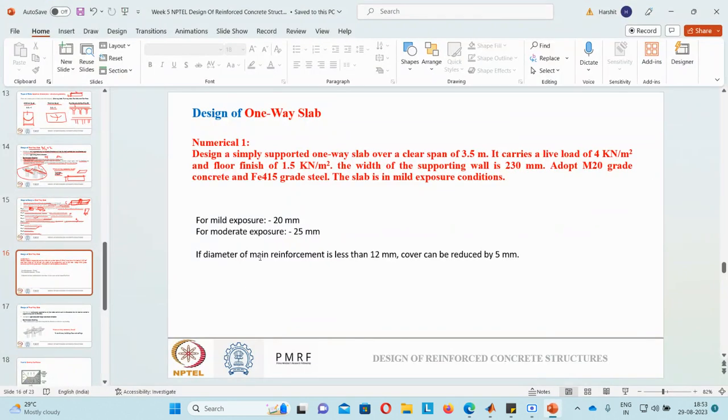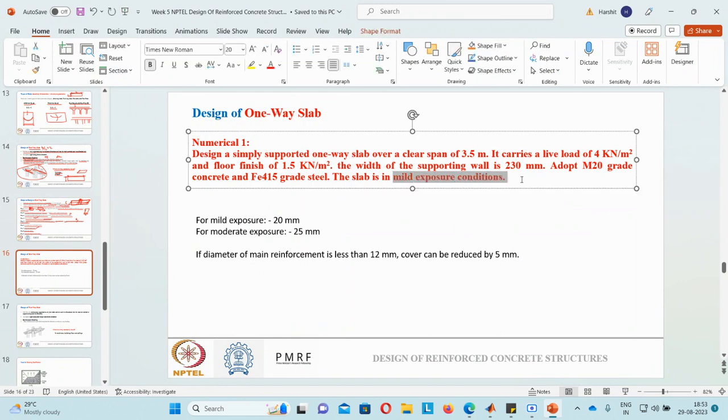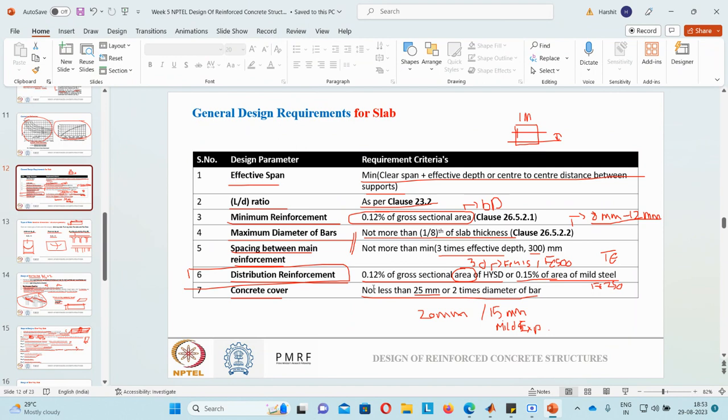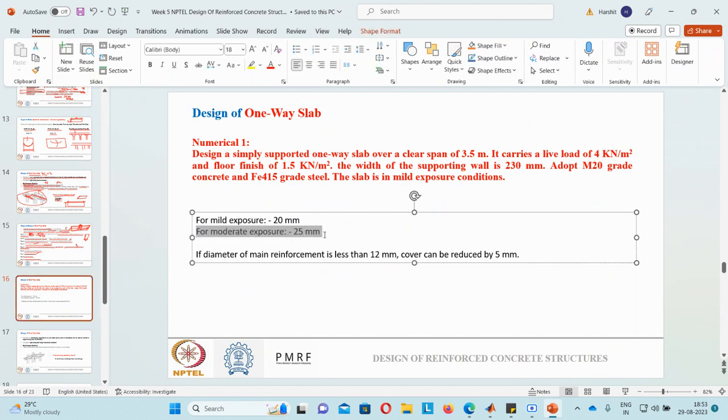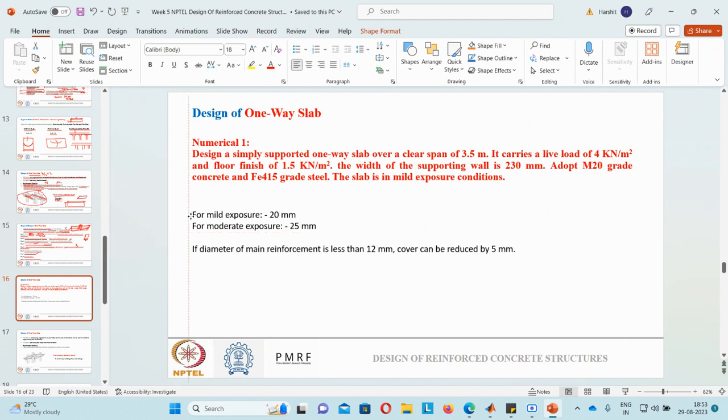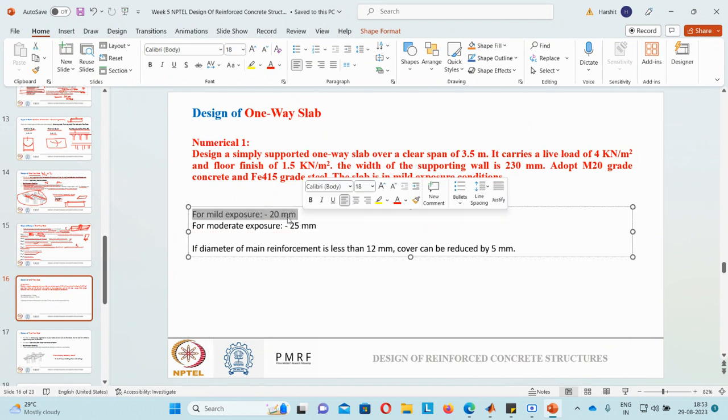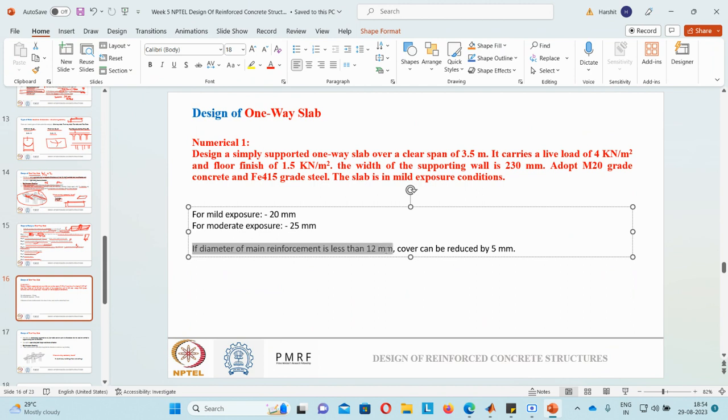So here also for mild exposure condition, since it was given, earlier I mentioned concrete cover should not be less than 25 mm. Generally what the code says now, for moderate exposure condition it should not be less than 25 mm, but if my exposure condition is lighter, like mild exposure condition, then the concrete cover can be taken as 20 mm also. And if the diameter of main reinforcement that we are using is less than 12 mm for slab, we can reduce the concrete cover further by 5 mm.